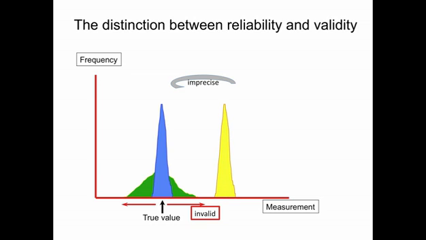This yellow mountain refers to I-mood scores that are far away from the truth but reasonably close to each other. We can say this is invalid but reliable. This red mountain shows I-mood scores that are neither close to each other nor close to the true value. We can say that this set of observations represents unreliable and invalid measurements.